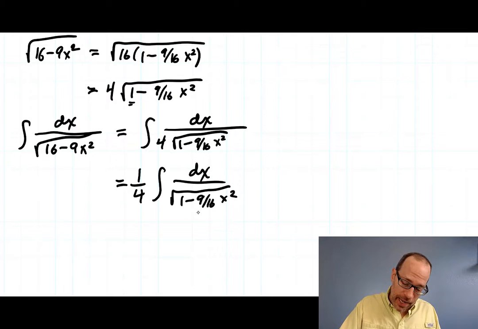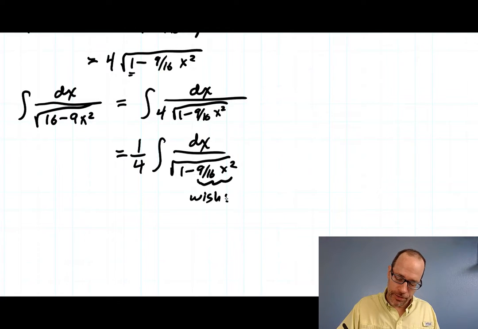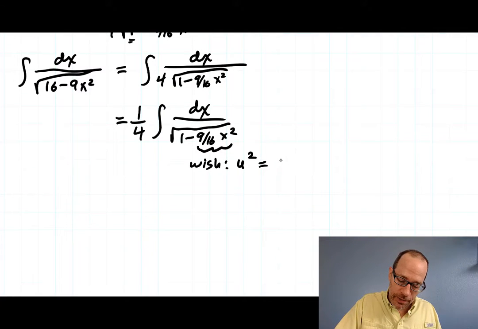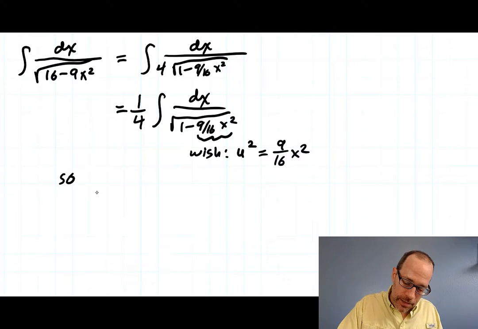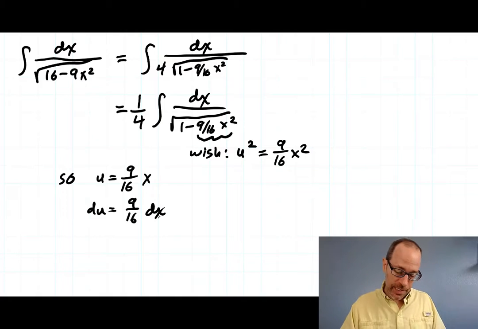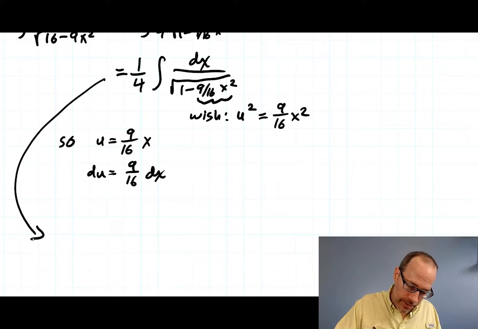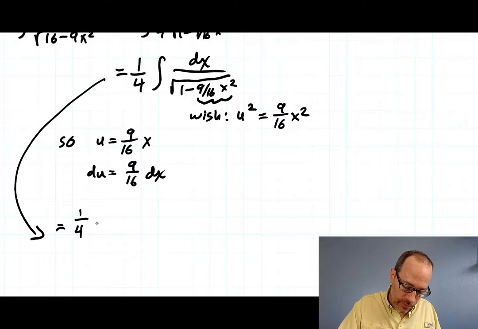We wish that we had an x squared there. So what we are going to do is say, if only we had a u squared there, we'd be done. So let's let u squared be 9/16 x squared. In other words, if you take the square root, we're letting u be 9/16 of x. So du will be 9/16 of the dx when you take the derivative on both sides, du/dx, and then move the dx over.